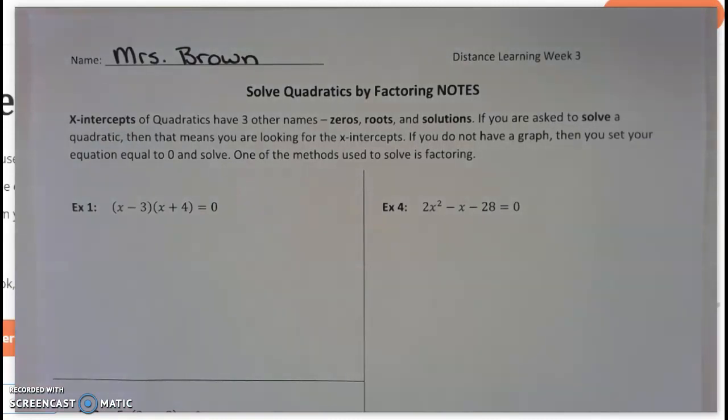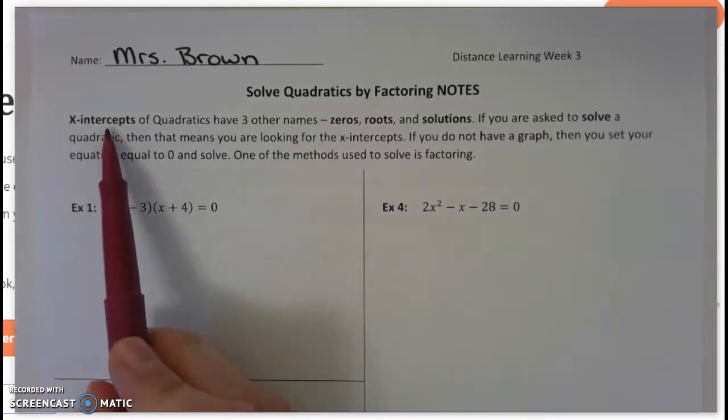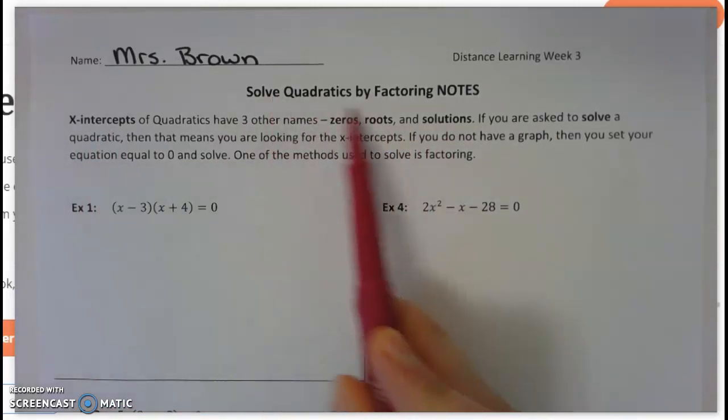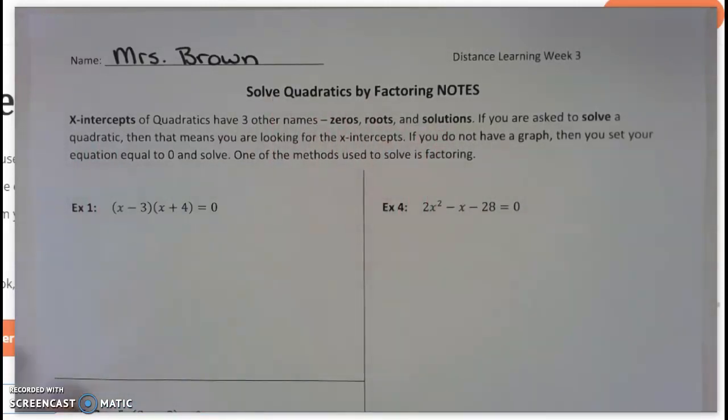Okay, so when I tell you to solve quadratics by factoring, what I actually mean is to find the x-intercepts. Remember, x-intercepts go by three different names: zeros, roots, and solutions. Well, solving, that's why they're called solutions. There's other ways to find the solutions, but today we're going to learn the first one, which is factoring.